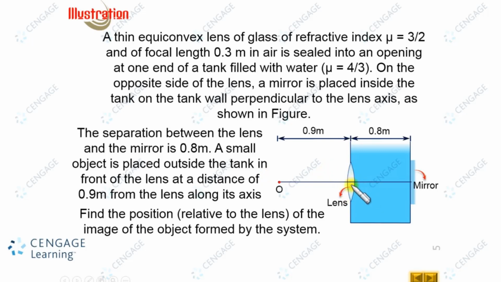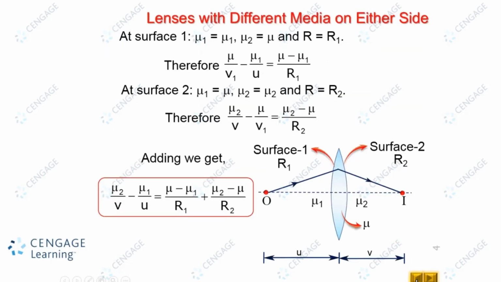So here one more thing we can observe. This lens is placed such that on the left side of the lens there is air, and on the right hand side of the lens there is water. That means the lens is not having the same medium on both sides. That means the lens maker formula is not applicable. That means we need to apply the concept which we learned here, this one.